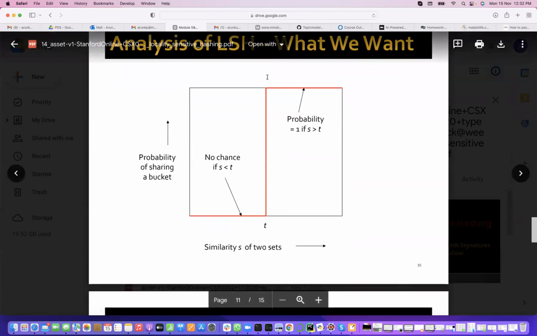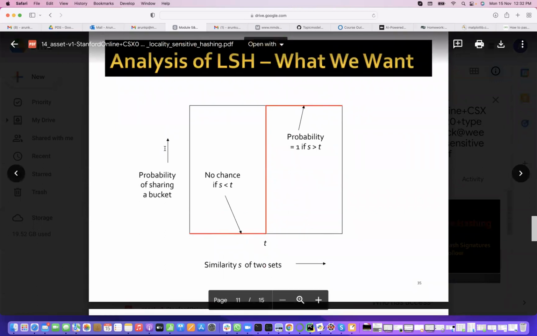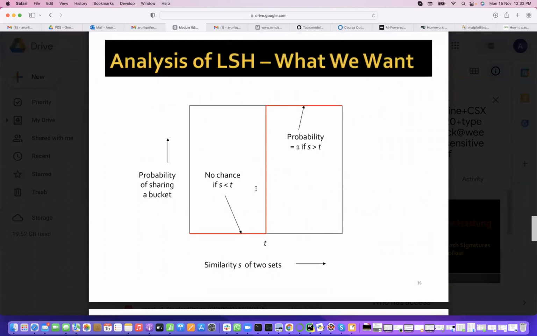Okay, analysis of LSH, what we want. Probability of sharing a bucket: no chance if S is less than T, and probability equal to 1 if S is greater than T. That is what ideally we are looking for. We wouldn't need to evaluate all those things again. If we get the ideal, then for anything less than T, no band should bring them into the same bucket, and for greater than T, at least one band should bring them into the same bucket.